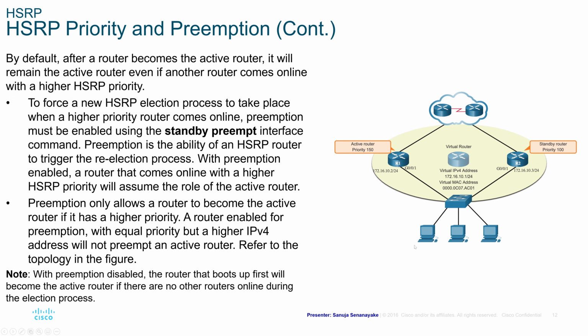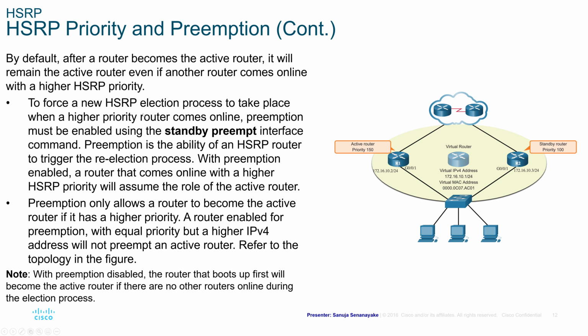By default, after a router becomes the active router, it will remain the active router even if another router comes online with a higher priority. So that's an important concept. By default, in an HSRP system, after a router becomes an active router, it will remain the active router even if another router becomes online with a higher HSRP priority.